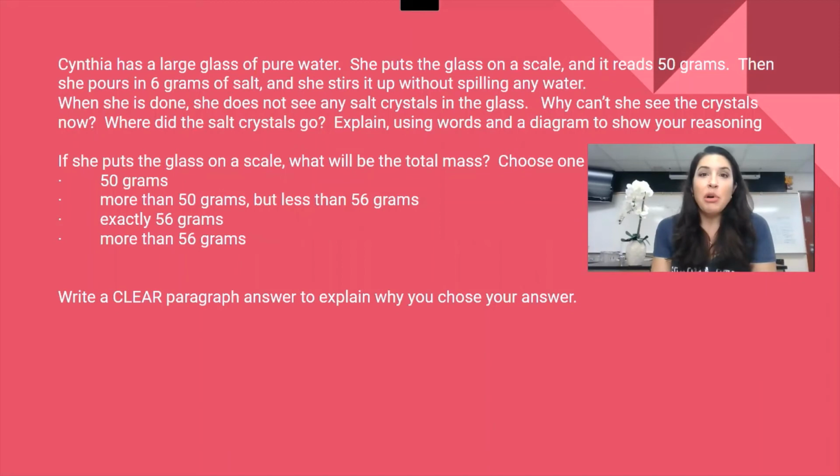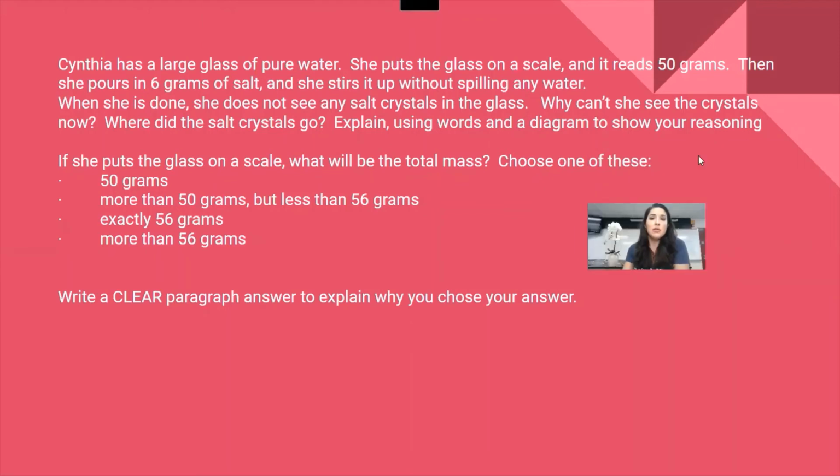Here's another example of a question that might appear on our exam. Cynthia has a large glass of pure water. She puts the glass on the scale and it reads 50 grams. Then she pours in 6 grams of salt and she stirs it up without spilling any water. When she is done, she does not see any salt crystals in the glass. Why can't she see the crystals now? Where did the salt crystals go? Explain using words and a diagram to show your reasoning.